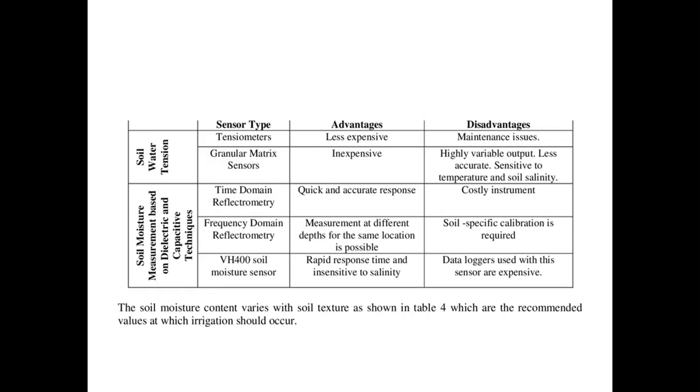Advantages: less expensive. Disadvantages: maintenance issues. Inexpensive, but highly variable output and less accurate sensitivity. Quick and accurate response, but a costly instrument. Measurement at different depths for the same location is possible. Soil-specific calibration is required. Rapid response time and sensitivity. Data loggers used with the sensors are expensive.